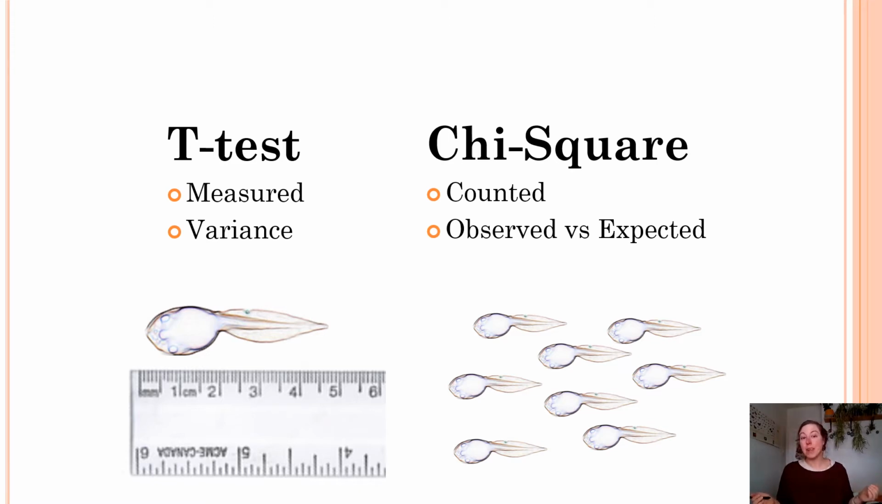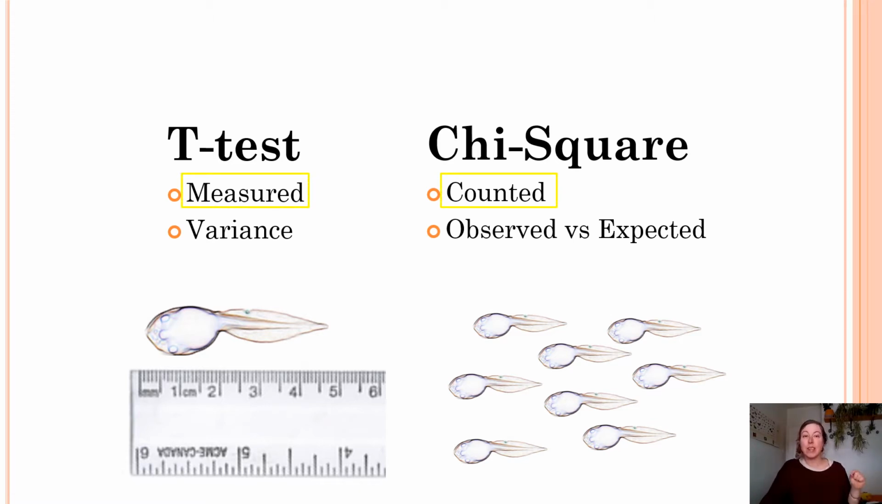The t-test can only be done on measured data because we need numbers that we can then find an average and a variance of. But not all data we collect is measurable. A lot of the data we collect is counted. So when we are trying to compare two populations where data is counted, we're going to look at how many data points we observed versus how many we expected to see. And that's what we're going to learn how to do today.